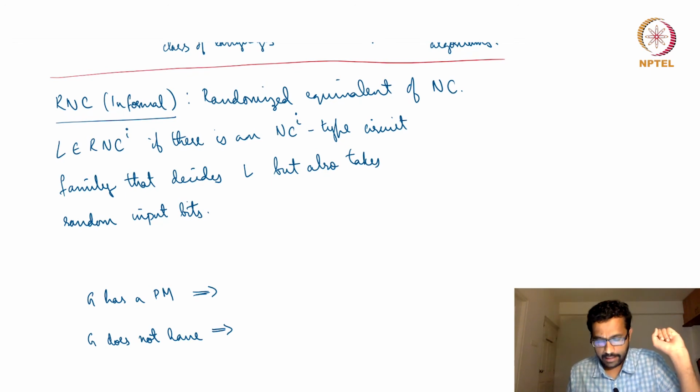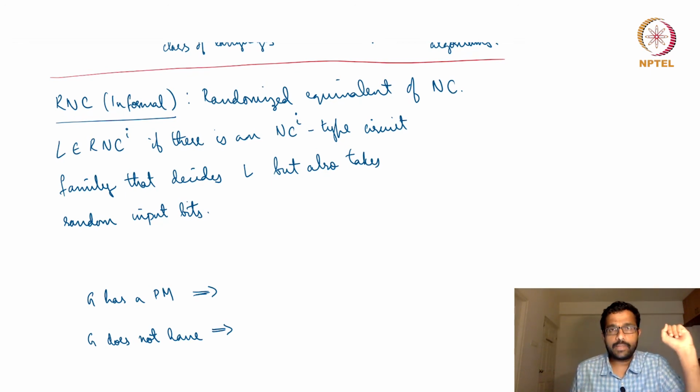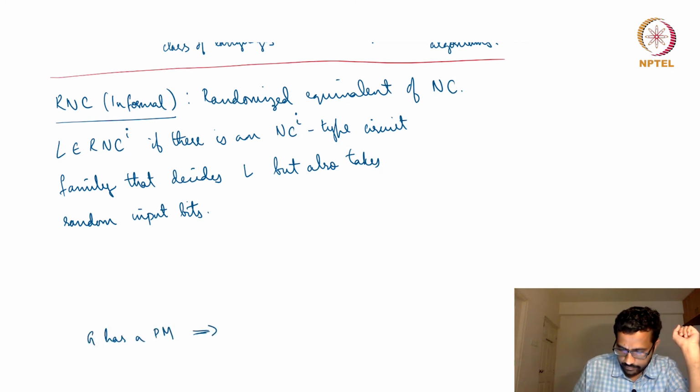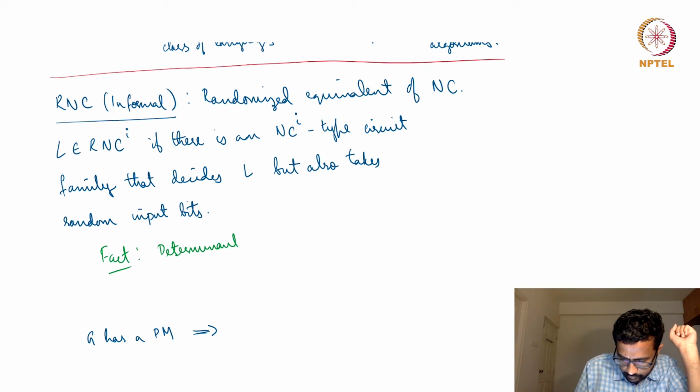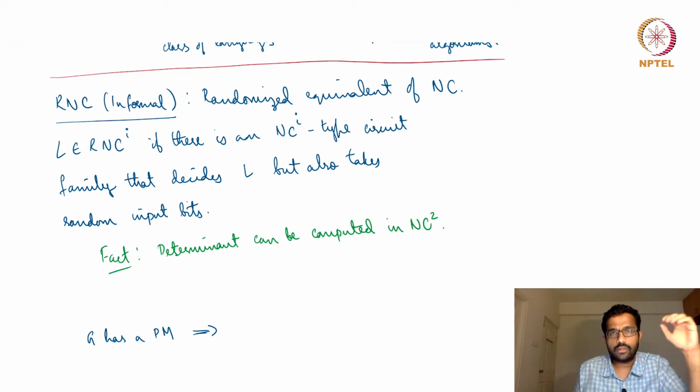Although I didn't mention it at that time, we saw that matrix multiplication is in NC, and even the determinant is actually in NC. Fact: the determinant can be computed in NC2. So log n squared depth is enough.